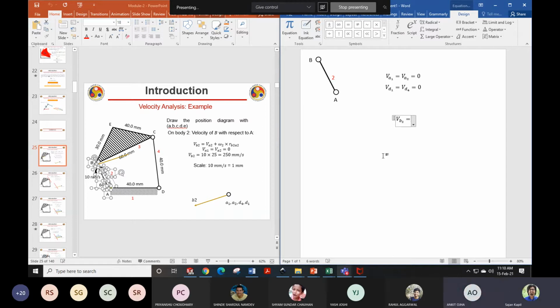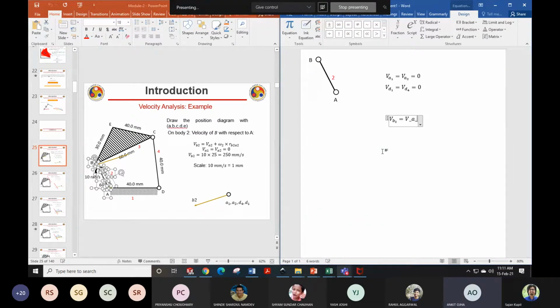Velocity of point B when it is assumed to be on body 2 will be equal to 0 plus omega into... Okay, let us not say 0 and all. Right now, just tell me the equation. VA2 plus... Just say like this, like I was saying, the velocity of A when it is assumed to be on body 2. Say like this.